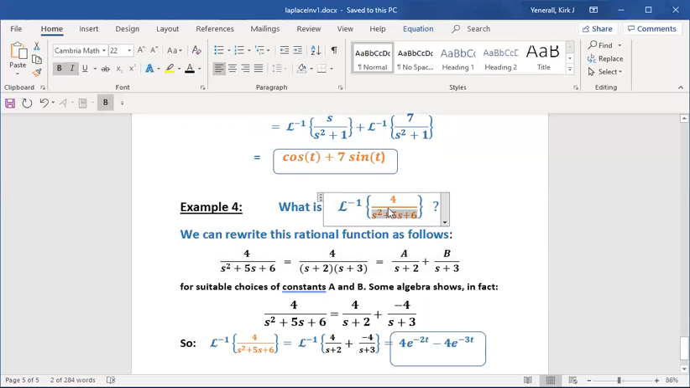Because 4 over this quadratic is really 4/((s + 2)(s + 3)), we remember that using partial fractions, we could rewrite this as some combination A/(s + 2) + B/(s + 3) for constants A and B. A little bit of algebra will then go on to show what those constants are. They're 4 and negative 4. 4/(s² + 5s + 6) is algebraically the same thing as 4/(s + 2) minus 4/(s + 3).